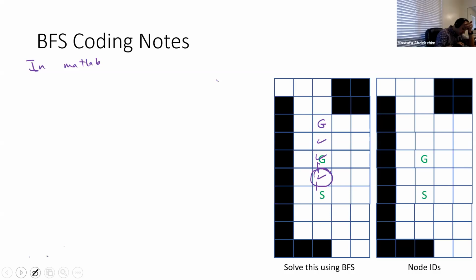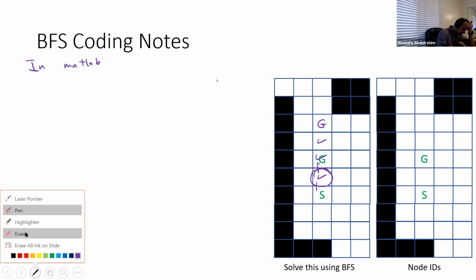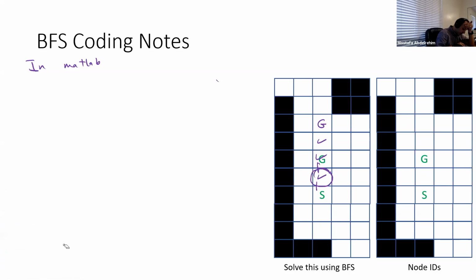So our problem now in MATLAB is that MATLAB has some problems. Not everything is licensed. In MATLAB there are no queues, unlike C or C++. And remember, for the breadth first search, we needed a first in, first out queue.